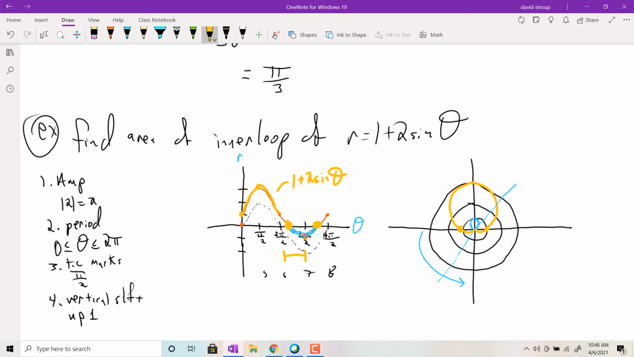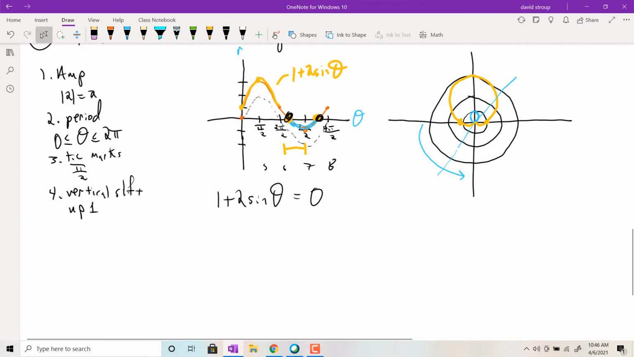So you're going to set r equal to 0. In other words, you take 1 plus 2 sine theta, set it equal to 0, and solve, and you're going to get these 2 points where it intersects with the theta axis. Okay, so let's solve this little equation.